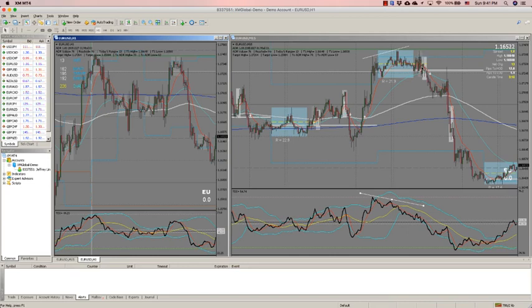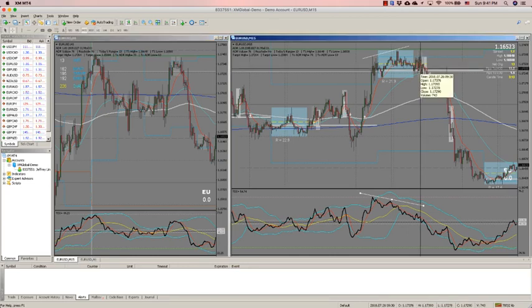coming back up and giving this railroad track formation out of the London session. You could have taken an aggressive entry here because at this point we have just barely crossing the signal line, but still below the market baseline. So this was a valid entry as a second leg.